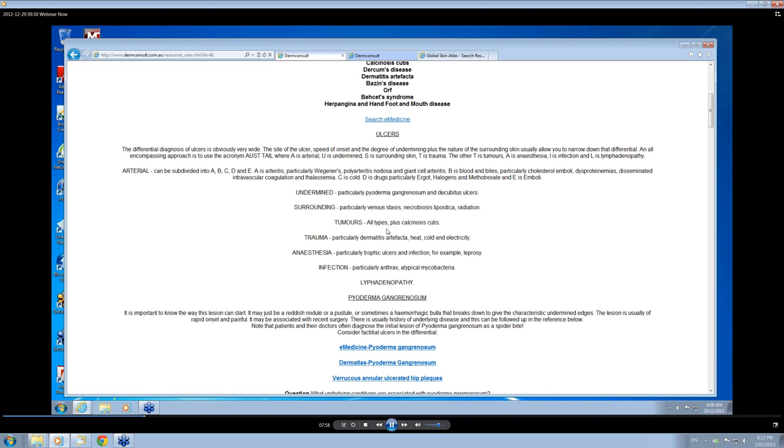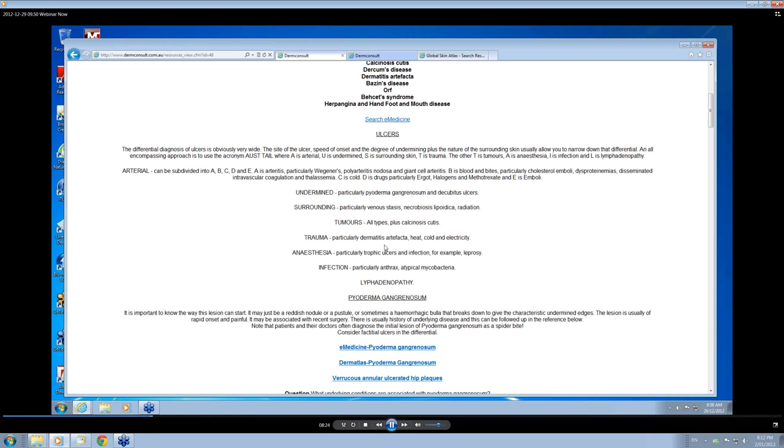Tumors, all types, plus calcinosis cutis. I think we'll come to that later. The only time I've seen ulcers due to calcium was in scleroderma, where a guy had marked deposition of calcification under the skin, and these plates of calcium would break through the skin surface and give rise to ulceration.